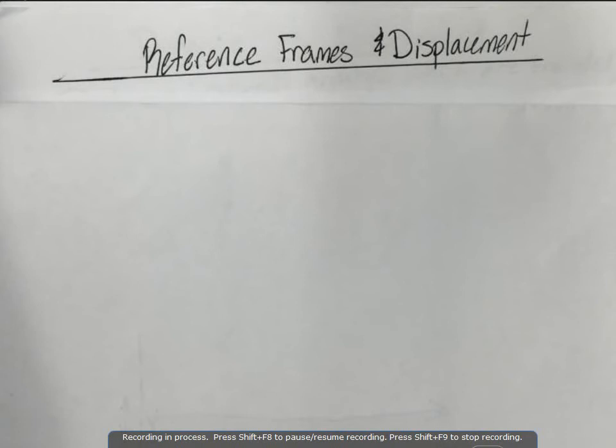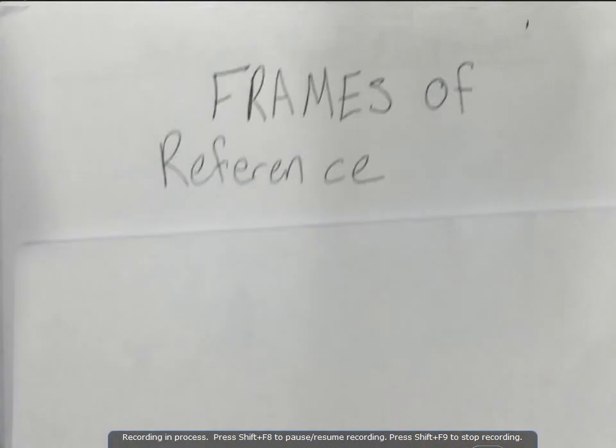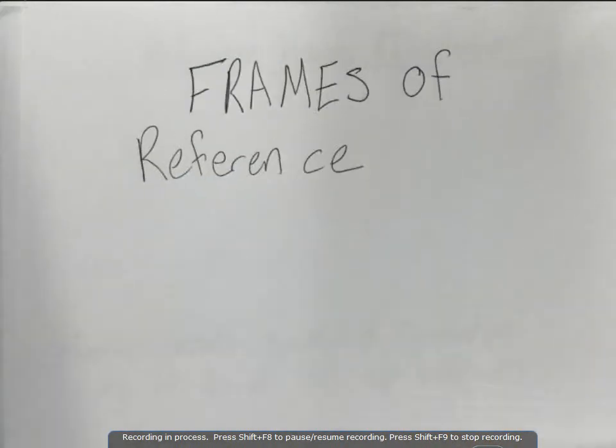All right, so the first thing that we have to consider is that any measurement of position, distance, or speed needs to be made with a frame of reference. A frame of reference is really just specifying where you are seeing this motion. With what perspective are you witnessing the motion?